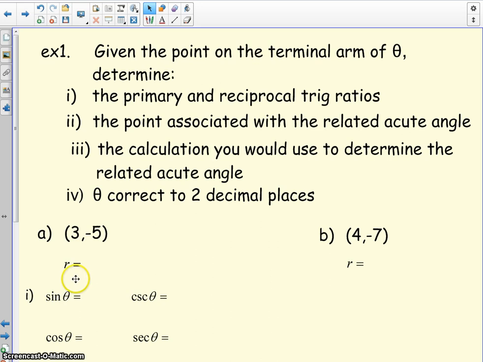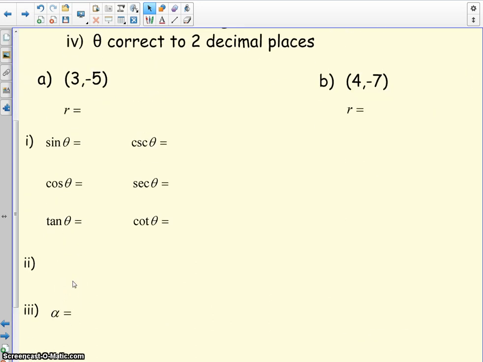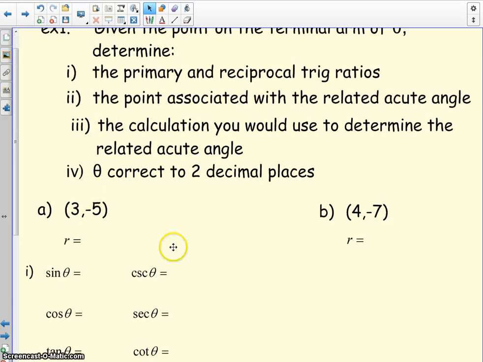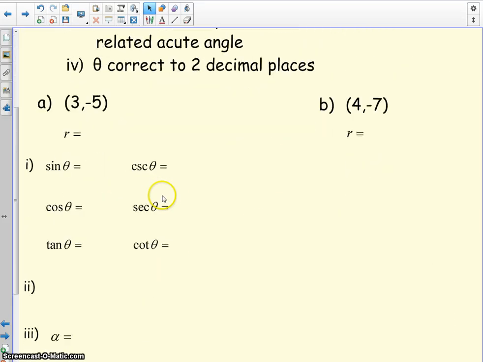You have three examples on the sheet in front of you. I've spread them out so I have a bit more space to work with them. But I'm giving you a point on the terminal arm, and with that I want you to determine a lot of information. So first of all, the primary and reciprocal trig ratios, a point that we're going to use to find the related acute angle, the calculation you use to find the related acute angle, and we're going to eventually find the angle that goes to this terminal arm.